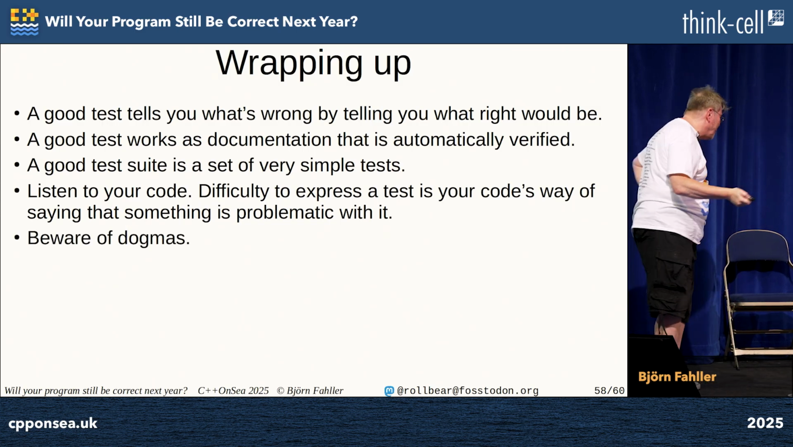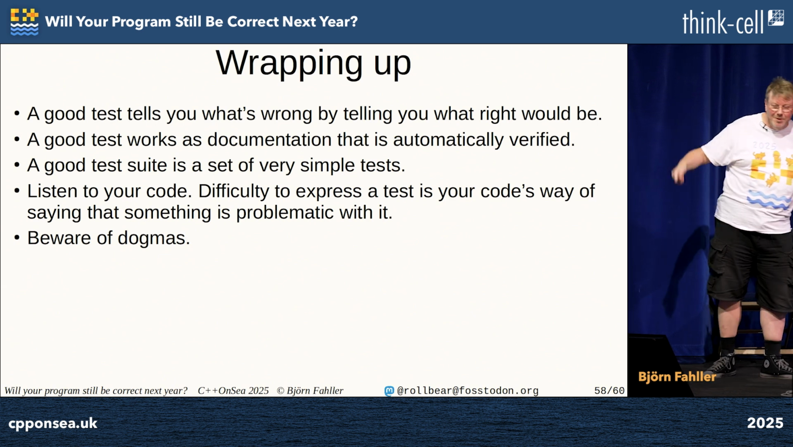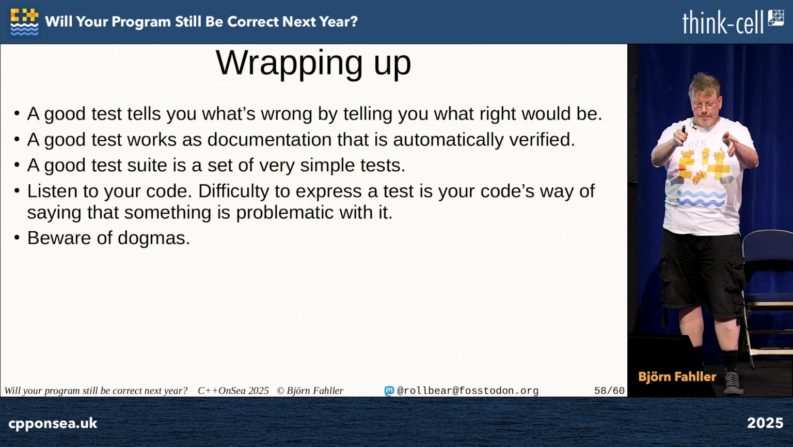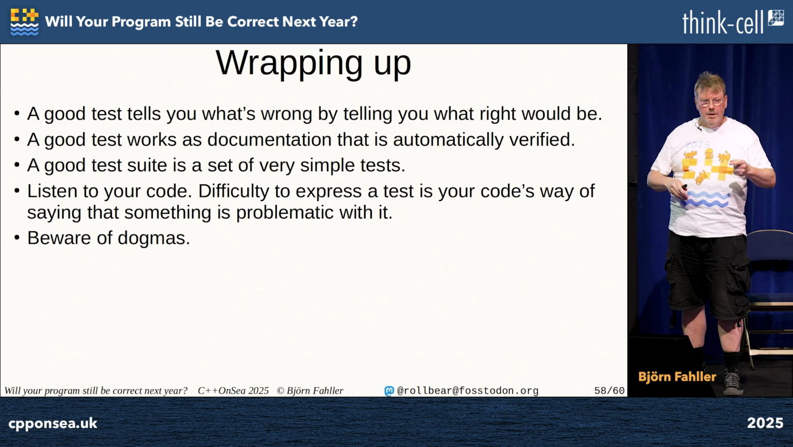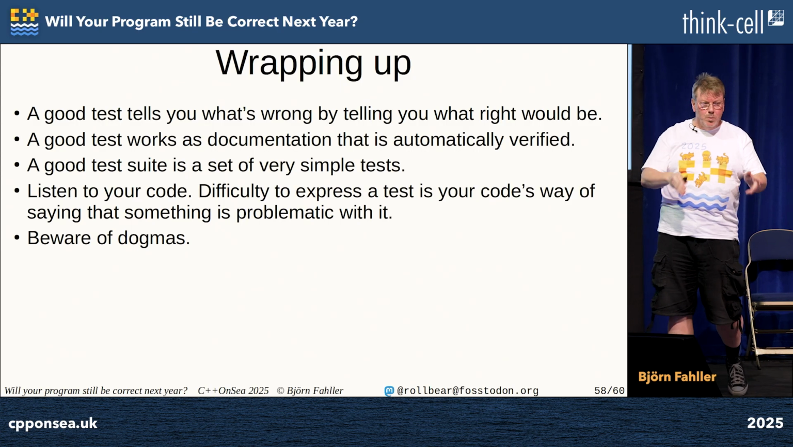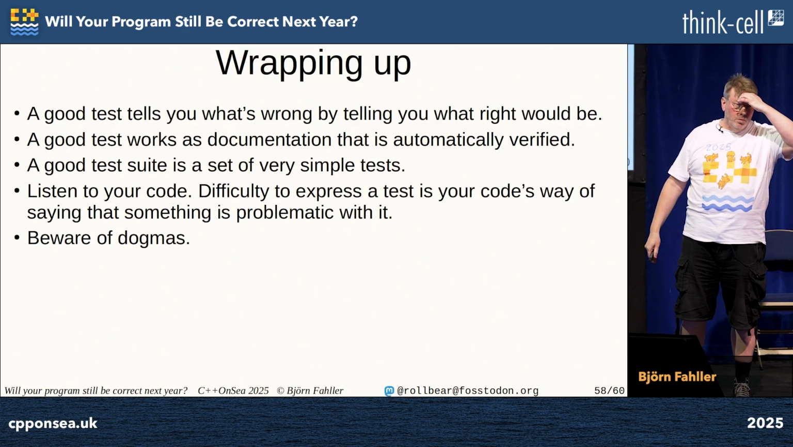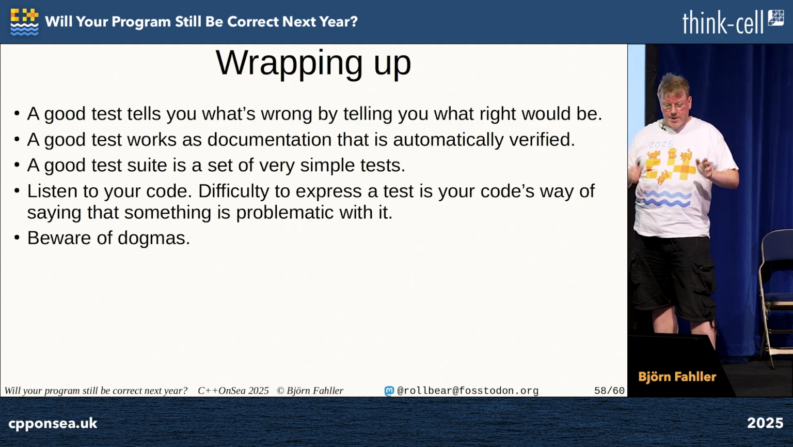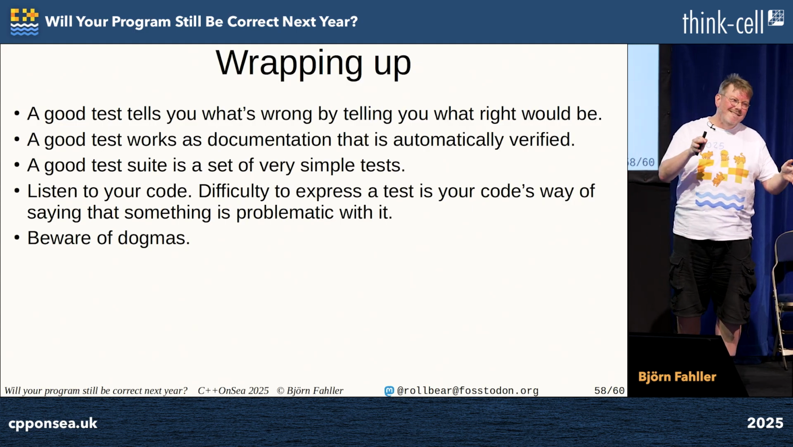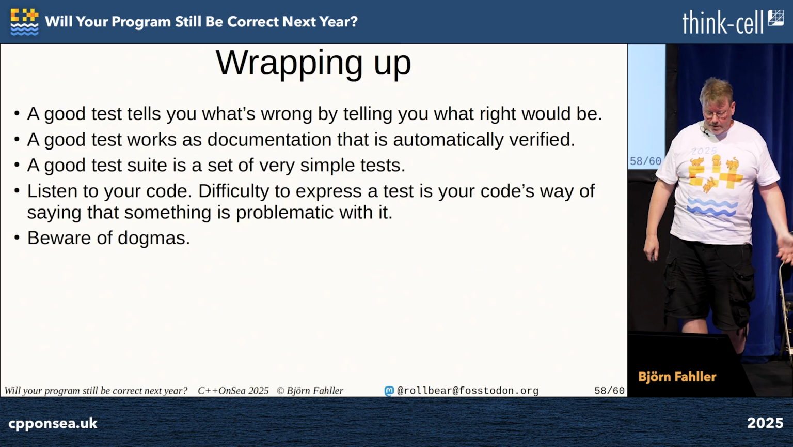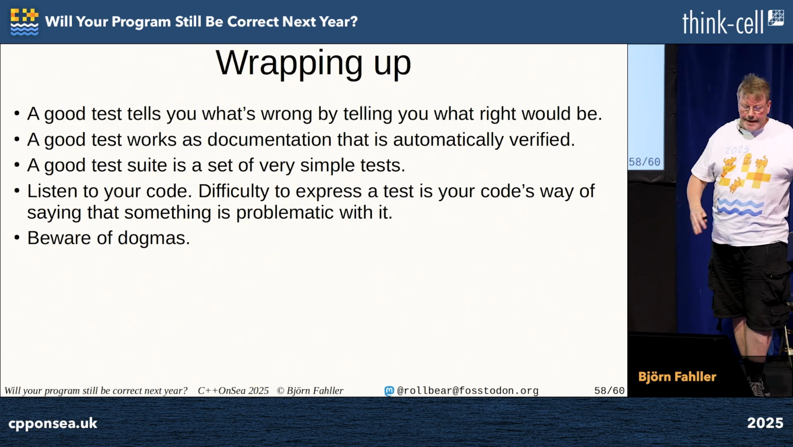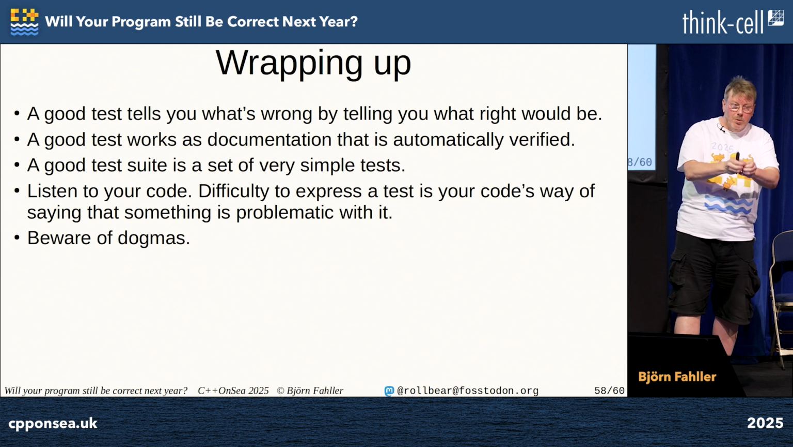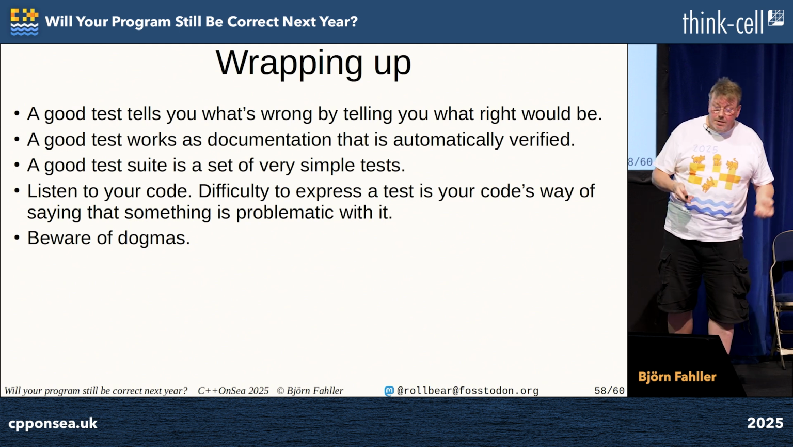Beware of dogmas. There are so many dogmas around testing, and specifically unit testing. You should write one test for every function. One? For every? A test should only test one function. Okay, so no constructors, I guess. A test should only have one reason to fail. Again, no constructors, because if the constructor fails, then every test fails. But a test should only test one thing and report one problem. Yes, I agree. That's good.